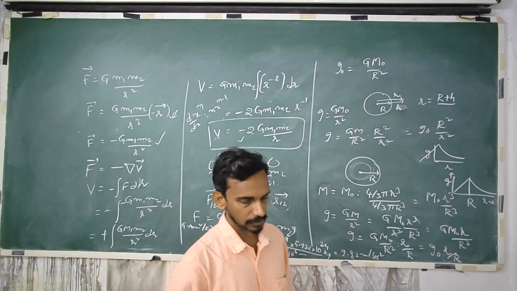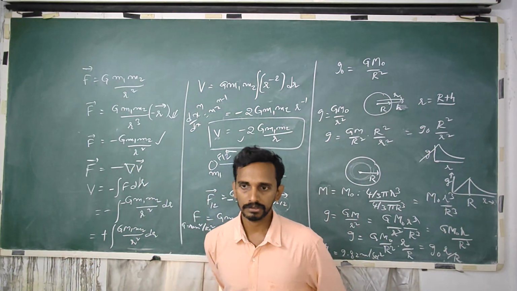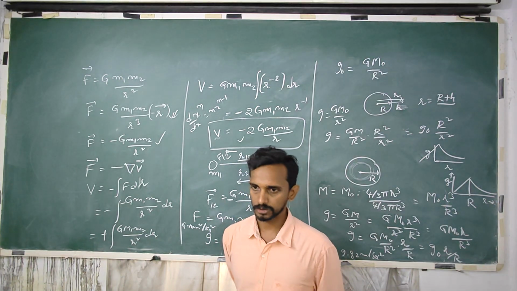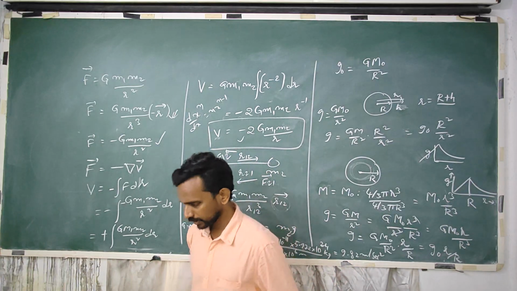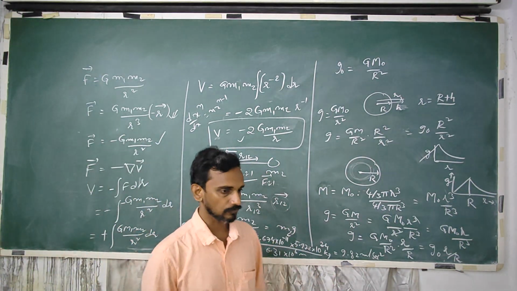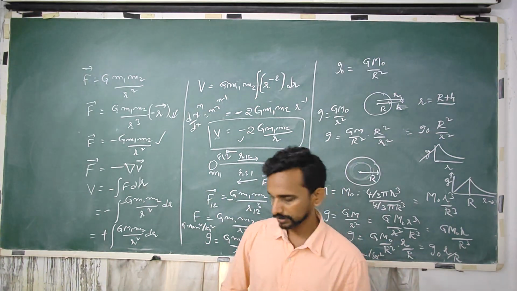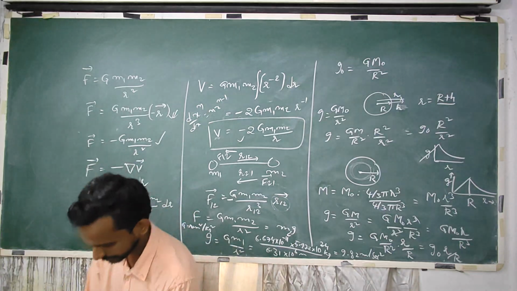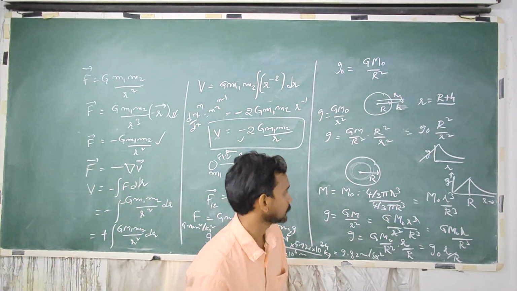It is purely dependent on the distance of the object from the center. So for satellites, you'll have a different number. For an object on a tree, you'll have a different number. Like that, I can manipulate the value of g depending on the height.